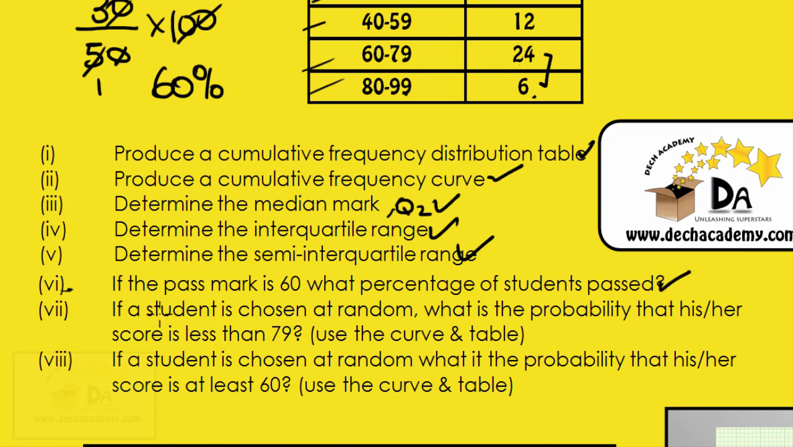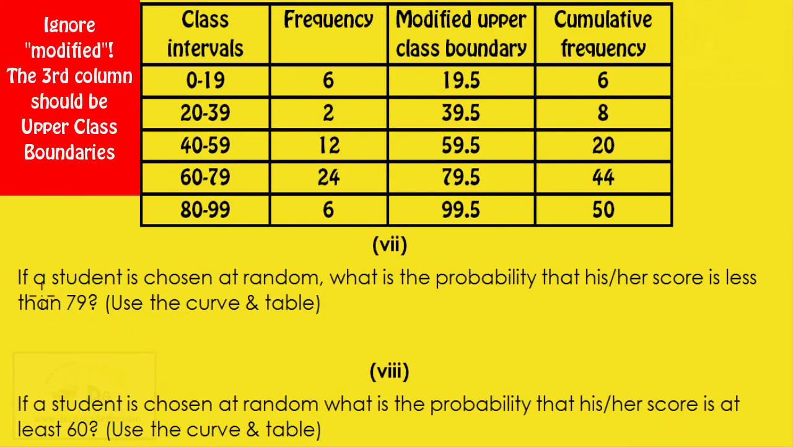So we're done. So here are the last two questions. The seventh one is as follows. It says, if a student is chosen at random, what is the probability that his or her score is less than 79? And you can use a curve and a table, or both, or one of the two. Anyway, I'm going to change this question to less than or equal to 79. So I'll just put that there, or equal to.